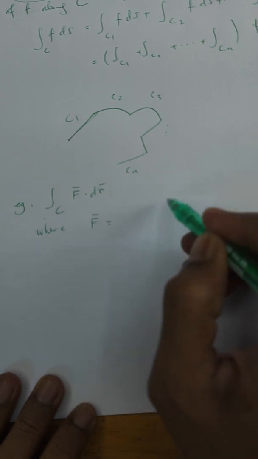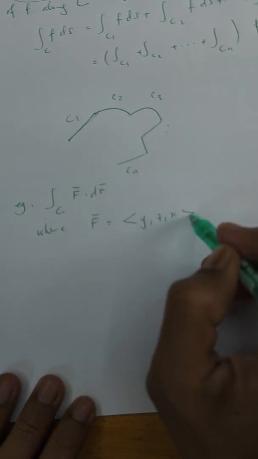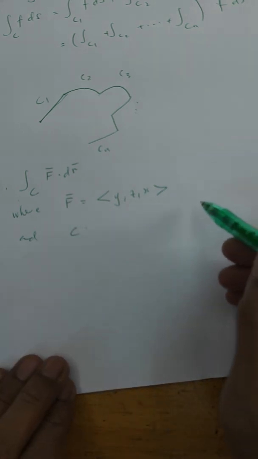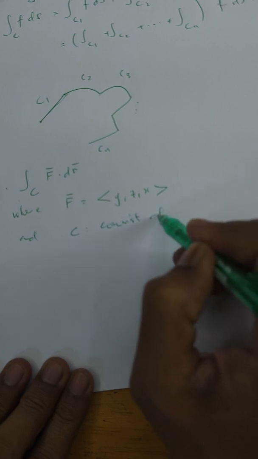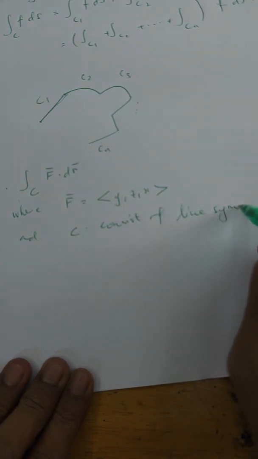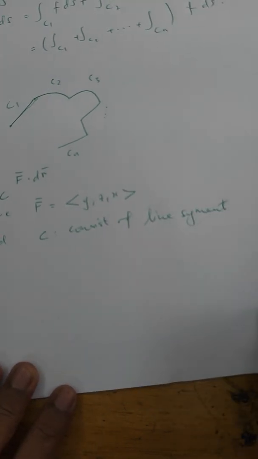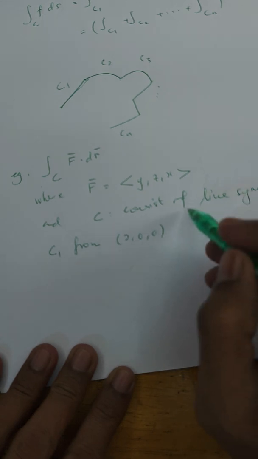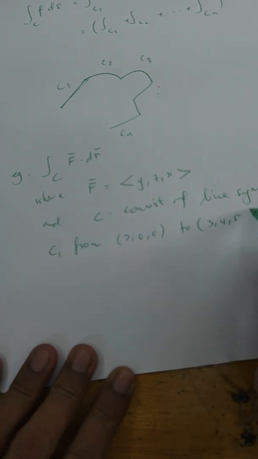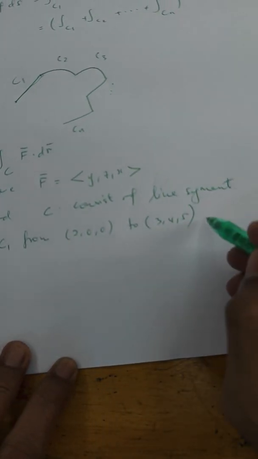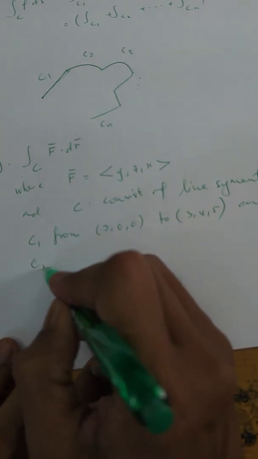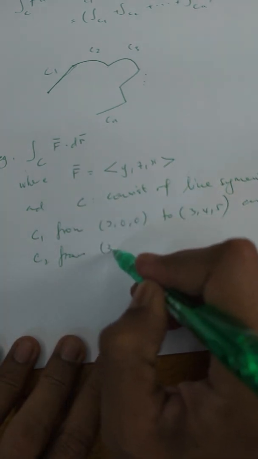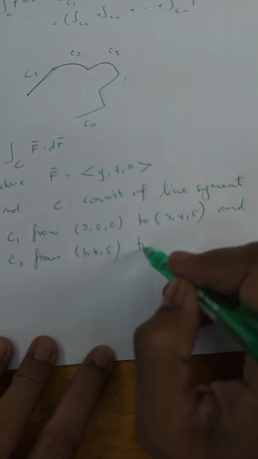Where F is given as (y, z, x), and C consists of line segments: C1 from (2,0,0) to (3,4,5), and C2 from (3,4,5) to (3,4,0).